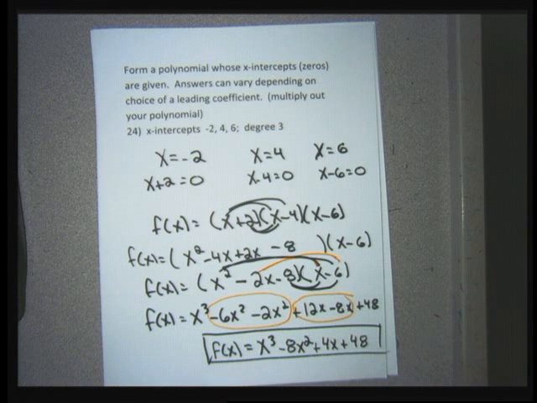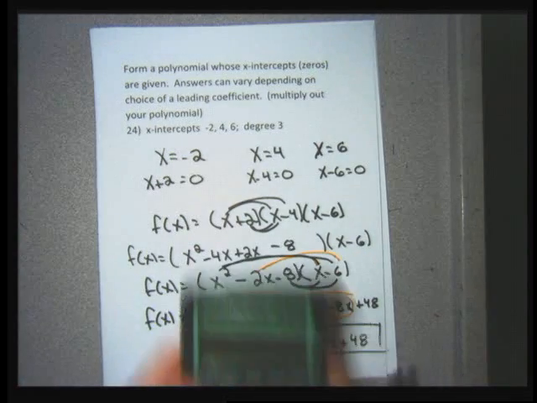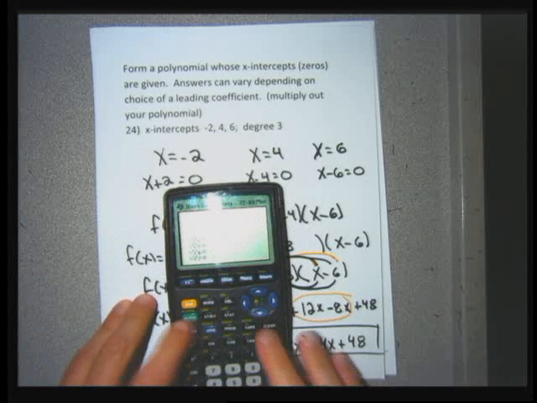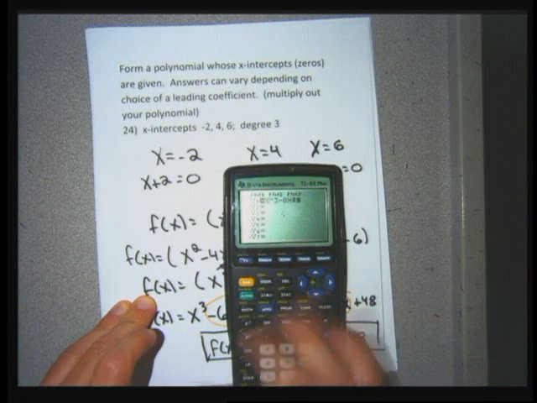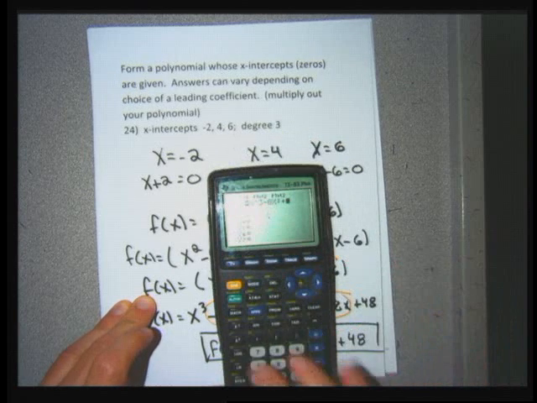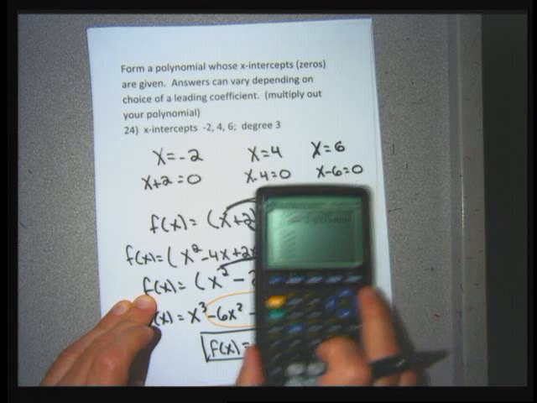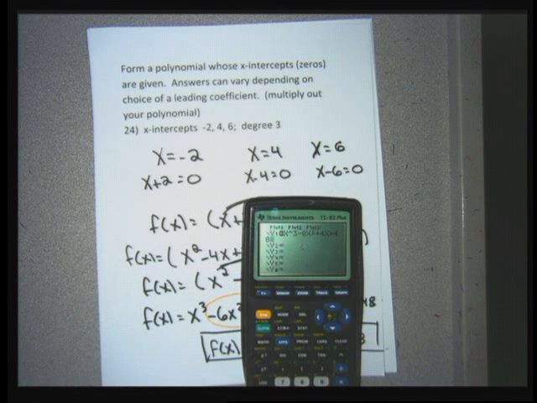I'm just going to graph the function and make sure it crosses and doesn't just touch the x-axis at -2, 4, and 6. So I'm going to take this polynomial that I came up with, which is y equals x^3 minus 8x squared plus 4x plus 48. I'm going to take that function that I say is the right answer. It's a third degree polynomial. As long as it has x-intercepts of -2, 4, and 6, I'm okay.